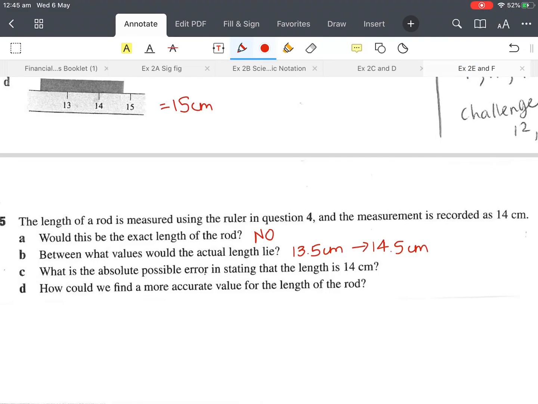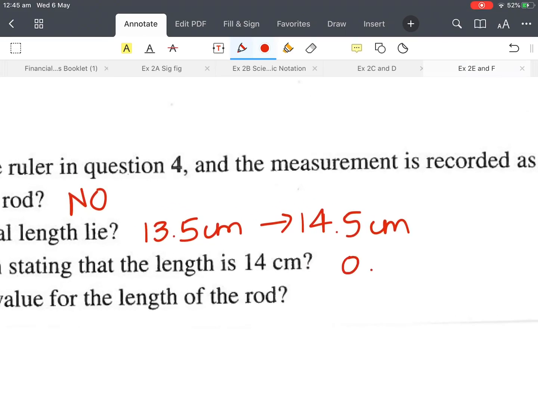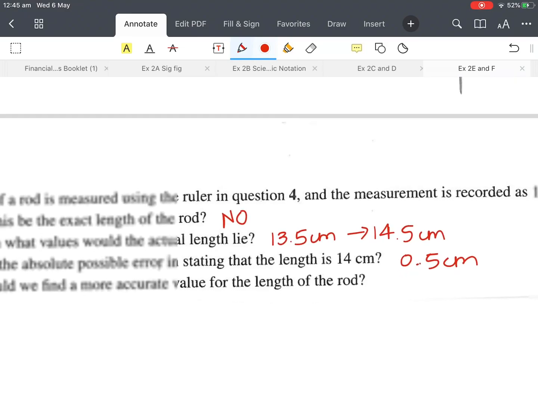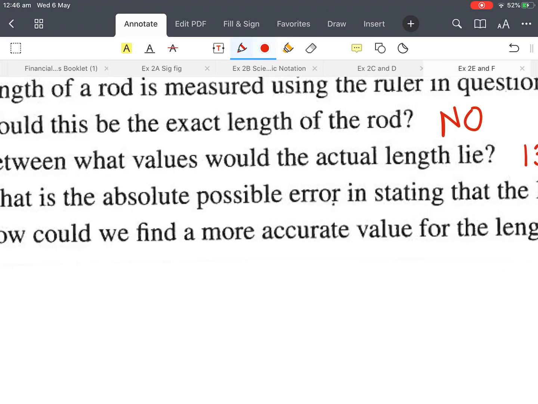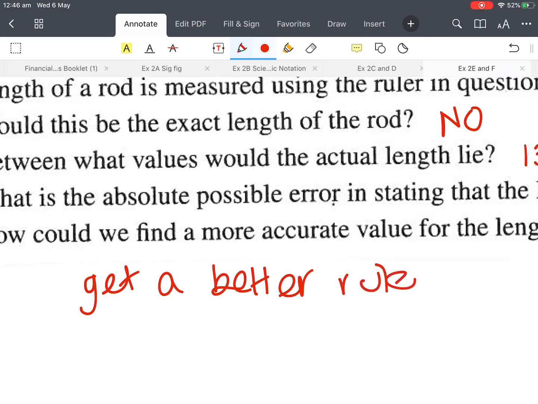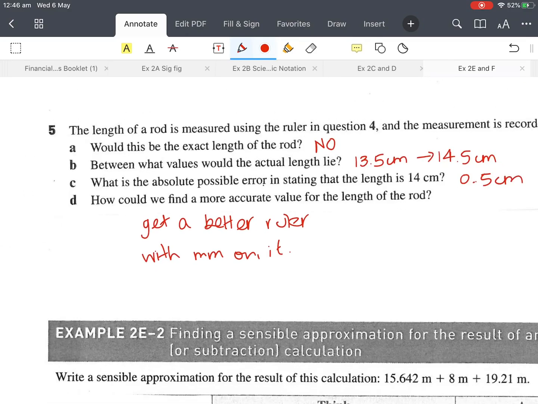All right. Then it says, what's the absolute possible error in stating that the length is 14? Now, I just said we take error as being on either side, half a centimetre. So therefore, our error could be up to half a centimetre on either side of 14. All right, and the last one. How could we find a more accurate value for the length of the rod? What do you reckon? Get a better ruler, hopefully with millimetres on it. That would be much better, wouldn't it?